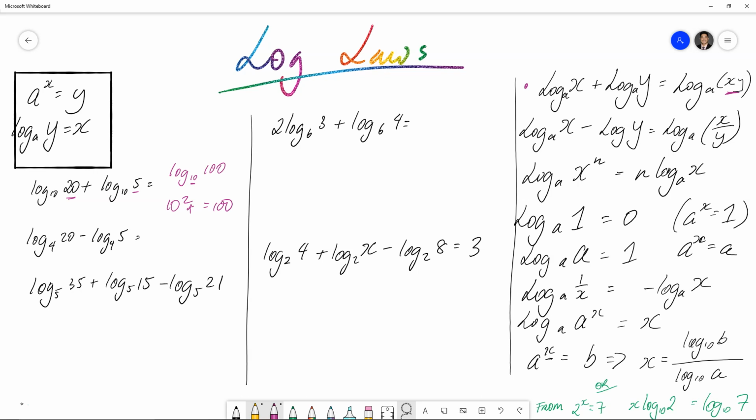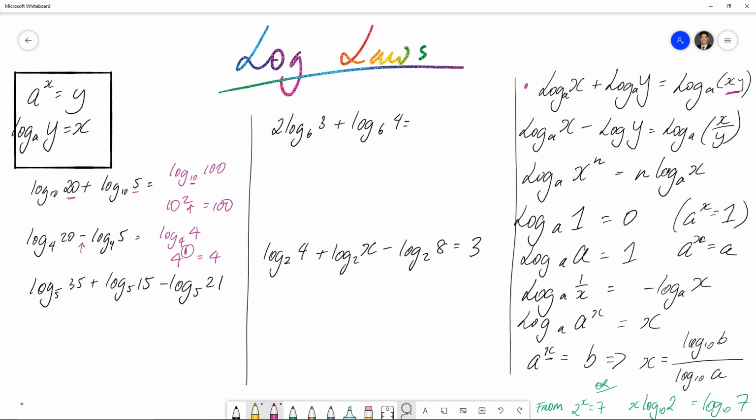Okay. Next one, we're dividing this time because we're subtracting one log from the other. So what we'll have is log base 4 of 20 divided by 5, and 20 divided by 5 is going to be 4. So then 4 to the power of what is going to equal 4? That is simply 1. So 1 is going to be your answer.